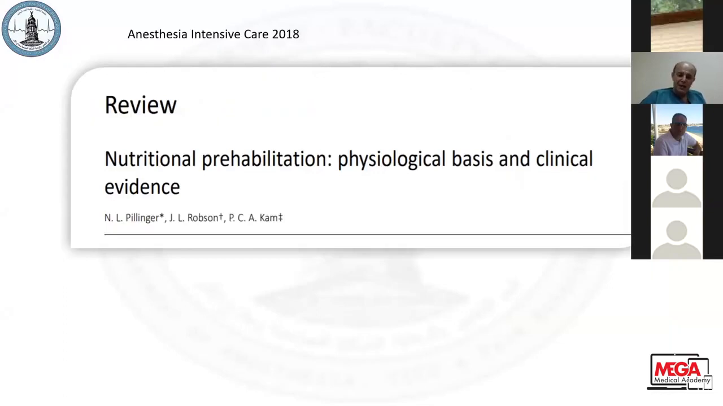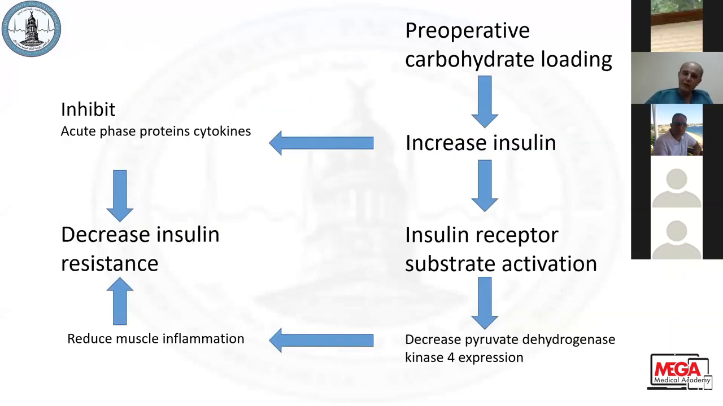This has been explained in a nice review presented in Anaesthesia and Intensive Care titled Nutritional Prehabilitation, in which preoperative carbohydrate loading leads to an increased insulin. This increased insulin will do 2 things. It will inhibit acute phase protein cytokines and will stimulate the insulin receptor substrate.